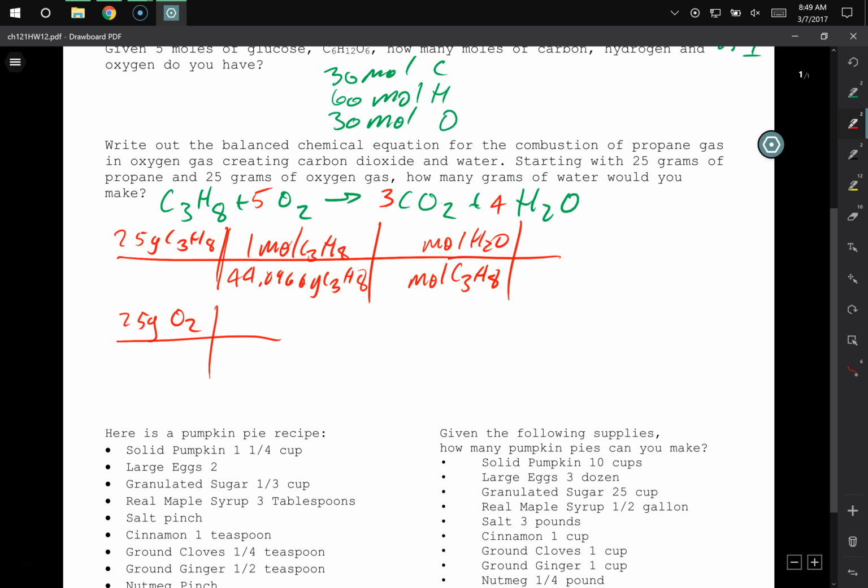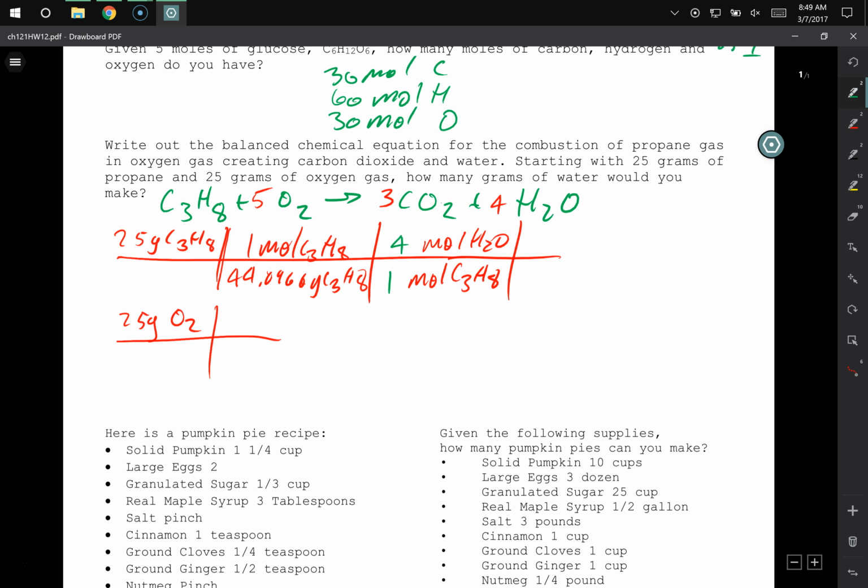So I'm going to go from moles of propane into moles of water. Where do I get the numbers for this? I look at my balanced chemical equation. So I'm going to put a 1 down here for the propane because there's a 1 up there in the balanced chemical equation. And in the water, I'm going to go ahead and put a 4 there because the balanced chemical equation shows me a 4.